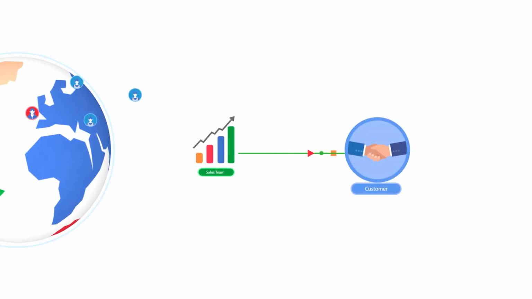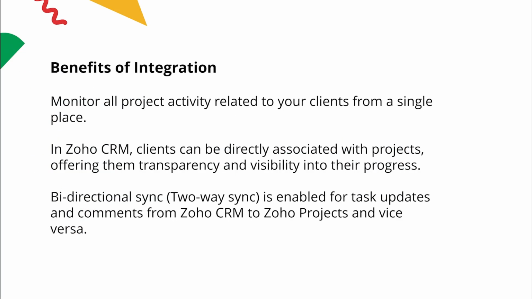Now, we'll see about the benefits of integration between Zoho Projects and Zoho CRM. It allows you to monitor all the project activities related to your clients from a single place. In Zoho CRM, clients can be directly associated with projects, offering them transparency and visibility into their progress. It also provides bidirectional sync, which is a two-way sync, enabled for task updates and comments from Zoho CRM to Zoho Projects, as well as Zoho Projects to Zoho CRM.